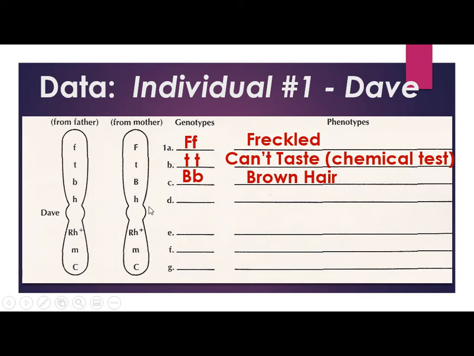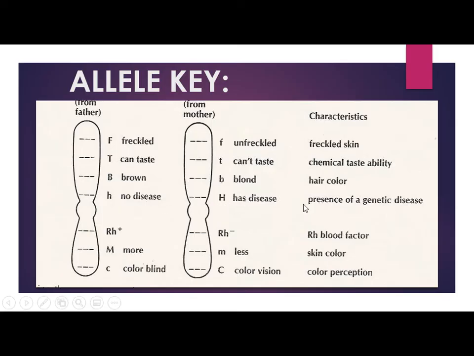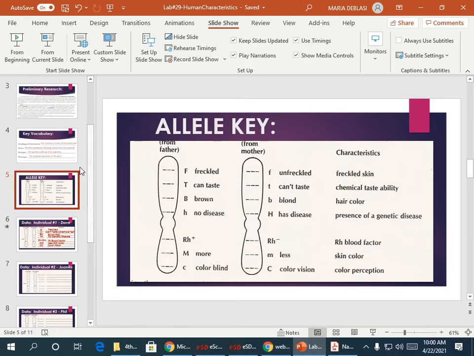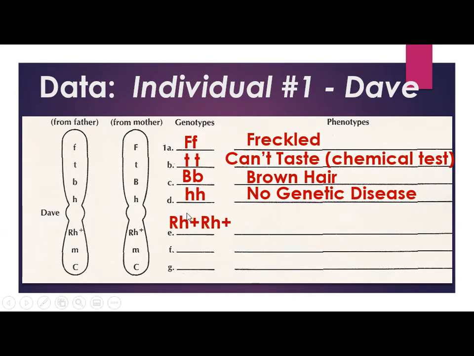The next one is the H's. They're both lowercase h's for both parents. I have to go back to the chart to see what that means. The H's are talking about the presence of a genetic disease. There is no genetic disease present. So that would be no genetic disease for the phenotype. The next couple are the Rh factors. They both have it, so it's positive, which means that both of them have Rh blood factor. They inherited from both parents.